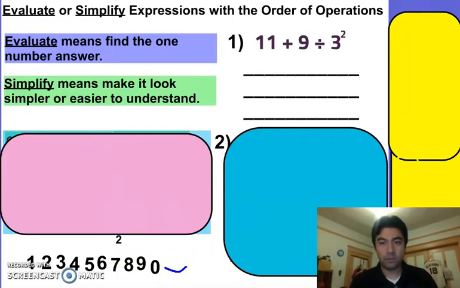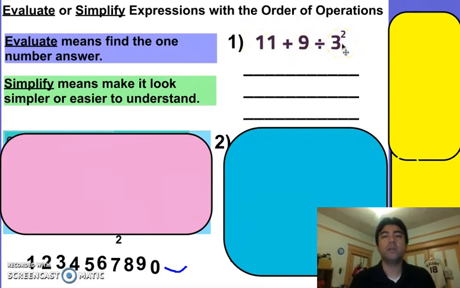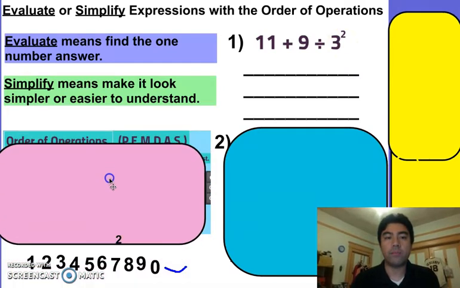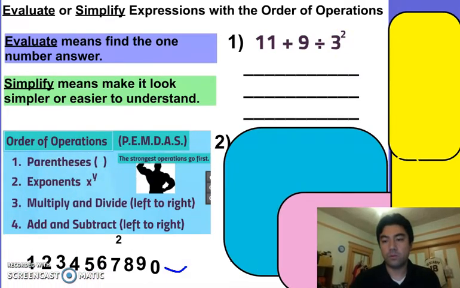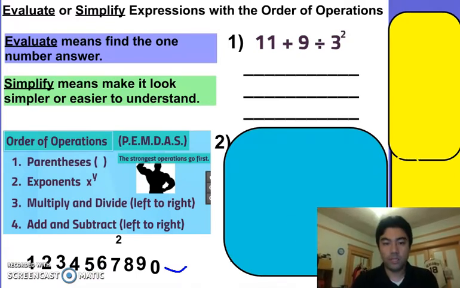Now, we need to know how to actually evaluate or simplify this expression, okay? So the first thing we need to do is use our order of operations to help us. So let's go through the steps. Step one is to do anything that's inside parentheses, okay? So looking at this expression, do you see anything inside parentheses? Well, right now, I don't see any parentheses, okay? So we are done with step one.